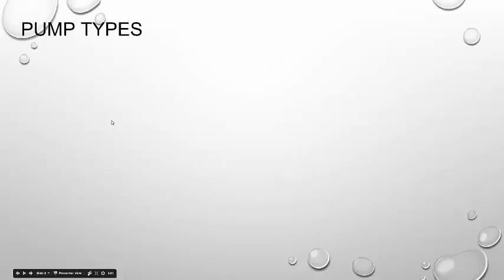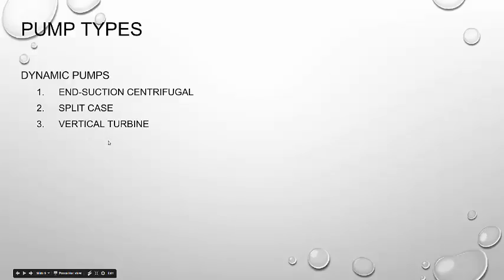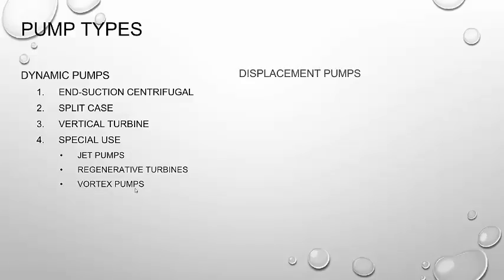Pump types, we'll get into this maybe a little bit. There are different types of dynamic pumps. We have end suction, split case, vertical turbine. We have some special use ones like jet pumps, regenerative turbines, vortex pumps. And we'll talk about those maybe a little bit, just so you can identify what it is by looking at it. We're not going to go into the fine details, because some of these can get very, very complicated. We will maybe talk about why they're special and what makes them different.